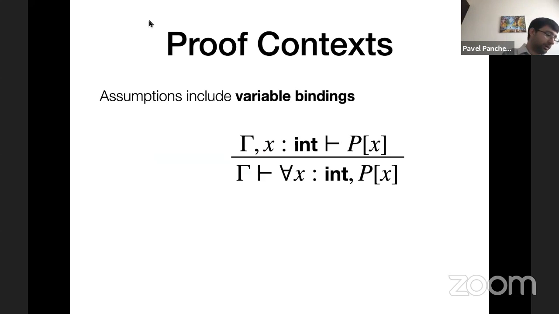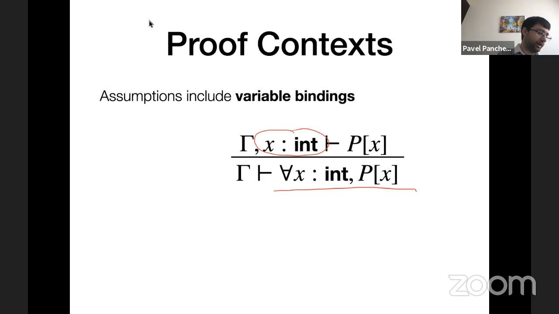So for example, here we have the question of how might you prove that for all integers x, some proposition p is true of x. And to prove that, I say it's enough to prove p of x under the assumption only that x is an integer. Right? It makes sense. If you want to prove something for all integers x, then you know that x is an integer, but you don't know anything else.